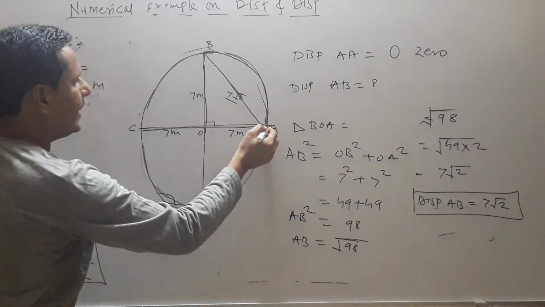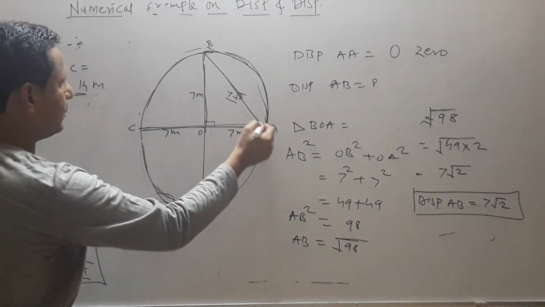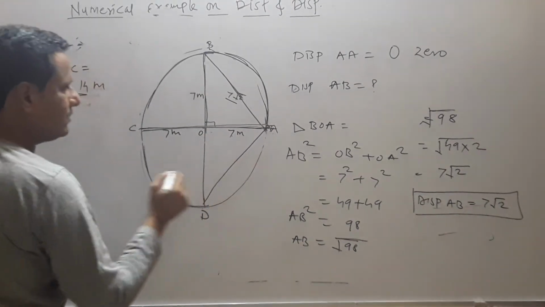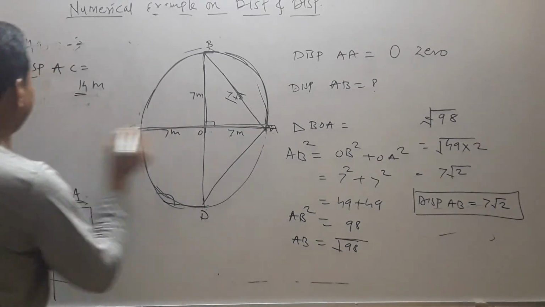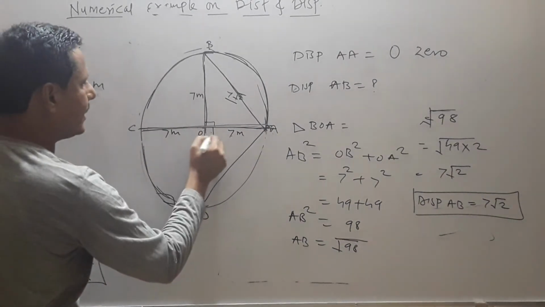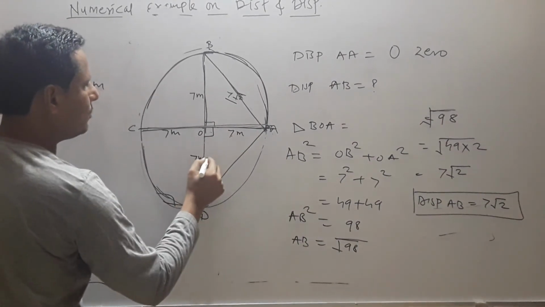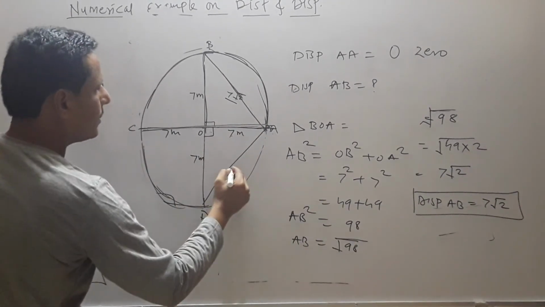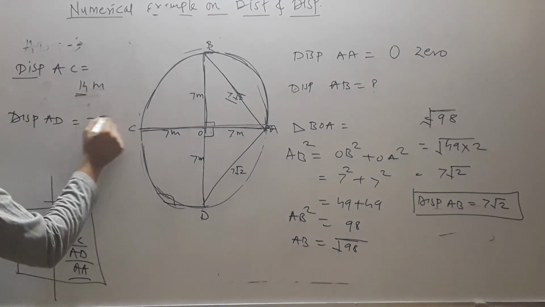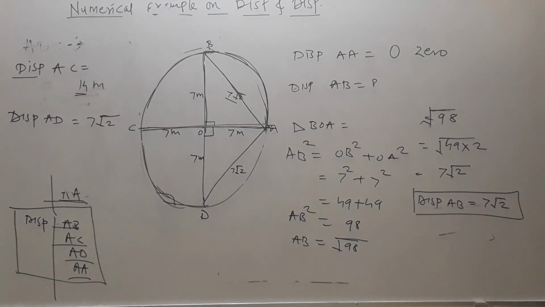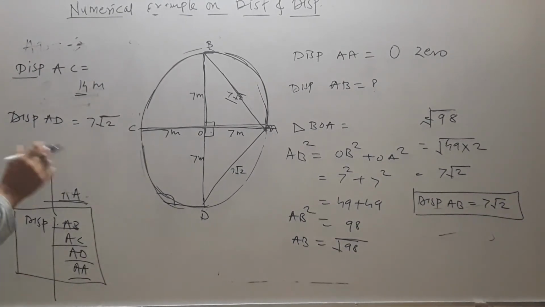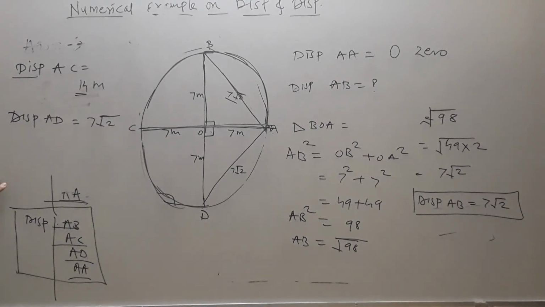After that, AD. Again similar, for the displacement AD, a right angle triangle is formed, here 7 meter, here 7 meter, and again we get 7 root 2, in a similar manner. So in the same example, the values are different; the distance and displacement differ.